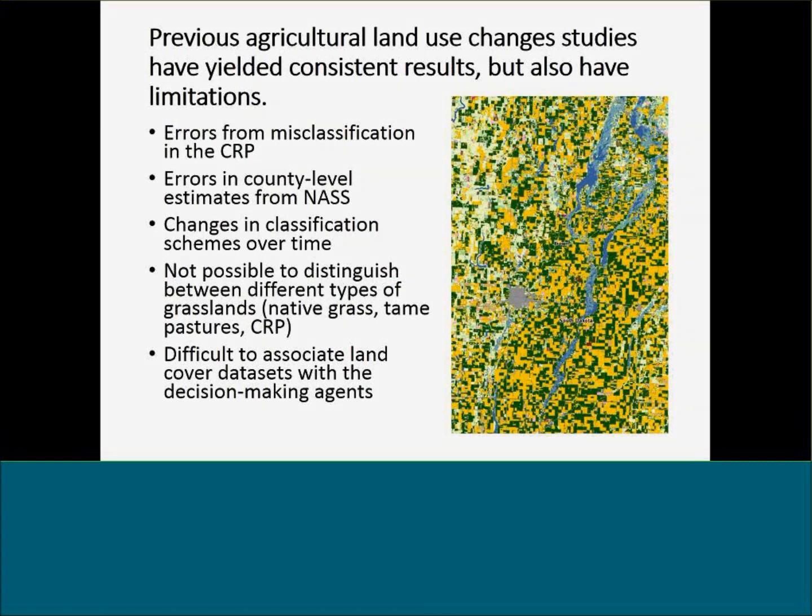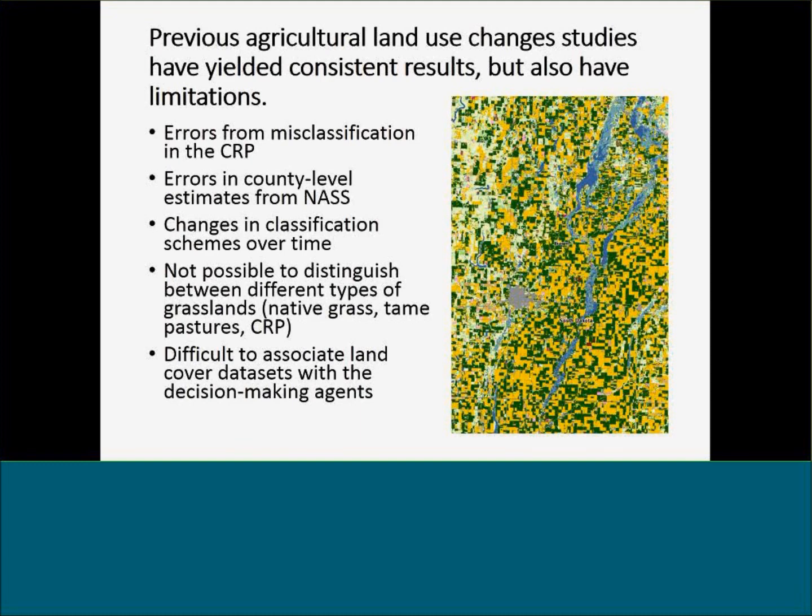Now, like I said, these land use change studies, in terms of the specific numbers, they tend to vary. But basically, we get a consistent story of large amounts of grassland conversion, grassland loss in the western Corn Belt. But these studies all have limits. Any method that you use for a scientific study has limitations. We know that we have issues with misclassification errors in classified land cover products like the CDL, the Cropland Data Layer.